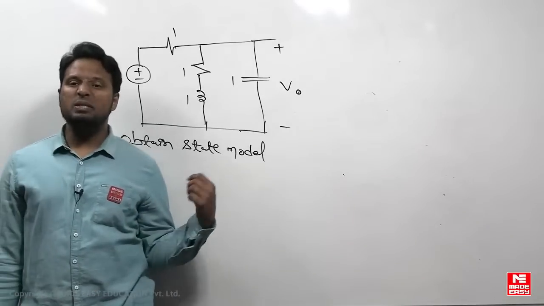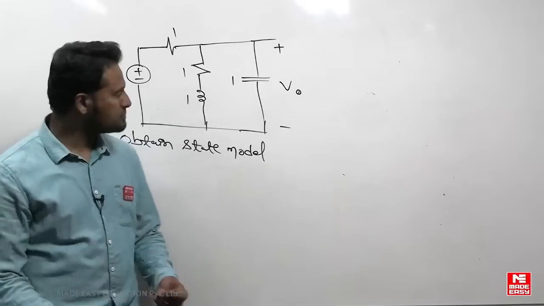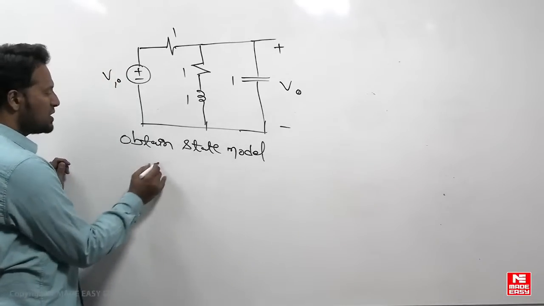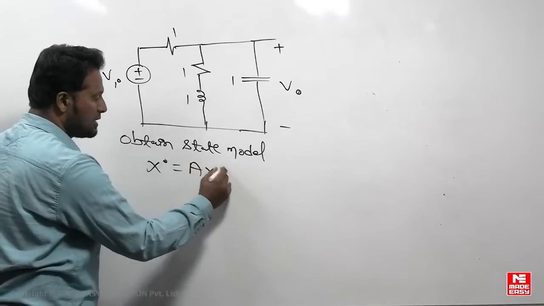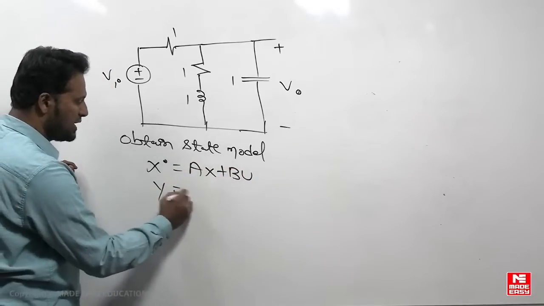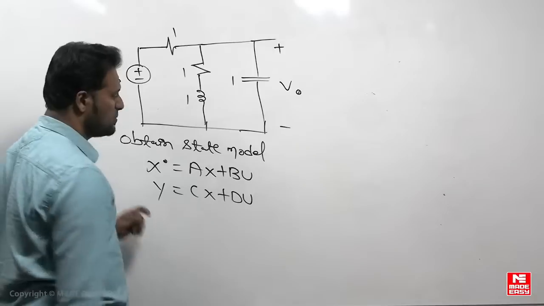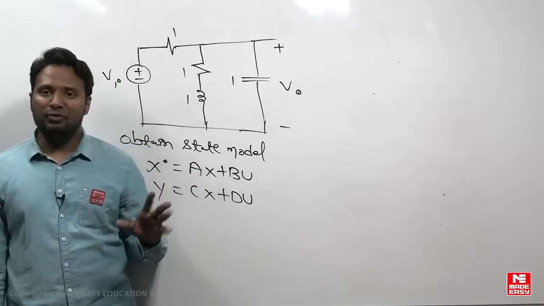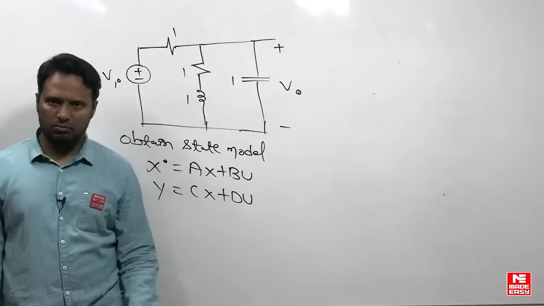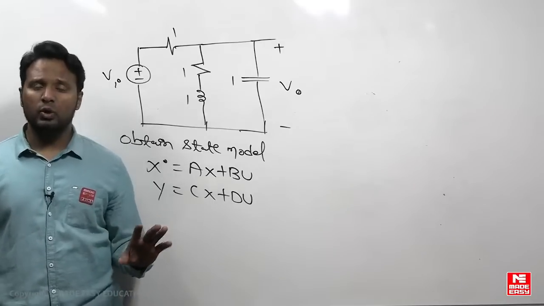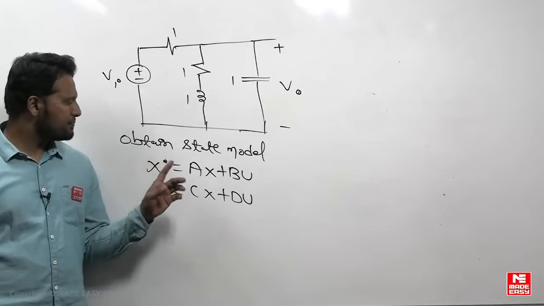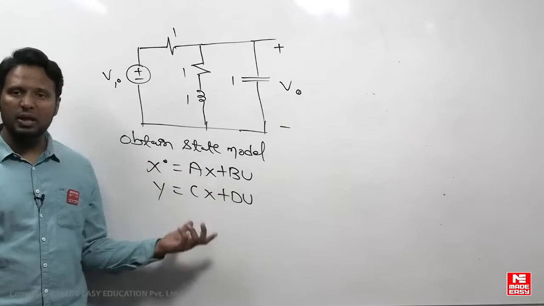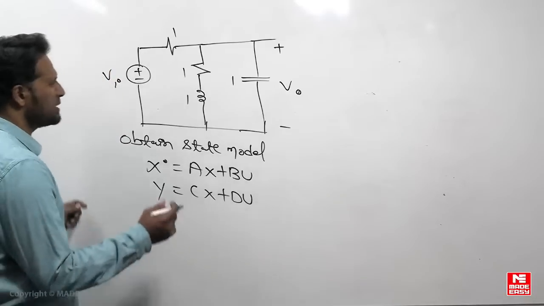So the question is to obtain state model of the system. See, what is state model? X dot is equal to AX plus BU, Y is equal to CX plus DU. This type of questions are very frequent. You need to be very careful. At least to an extent of 80% probable. This is called state model, where input, output, state variable and derivative of the state variable have to be taken.